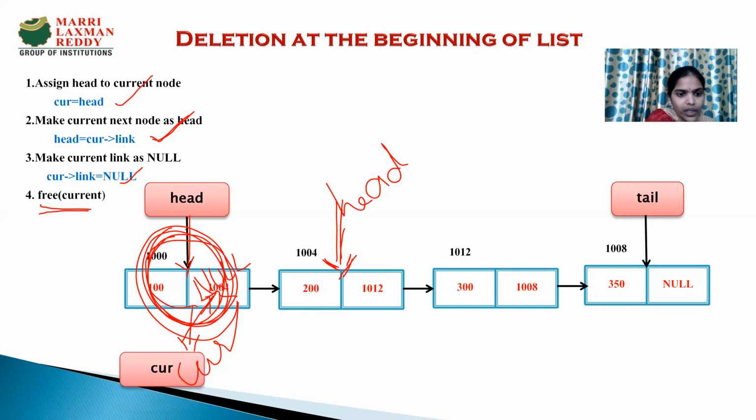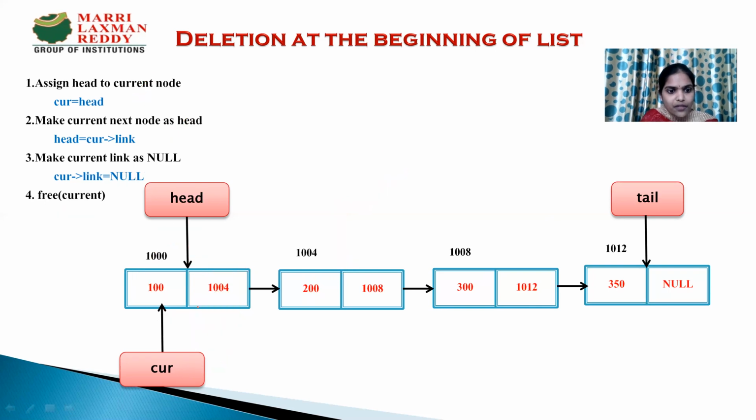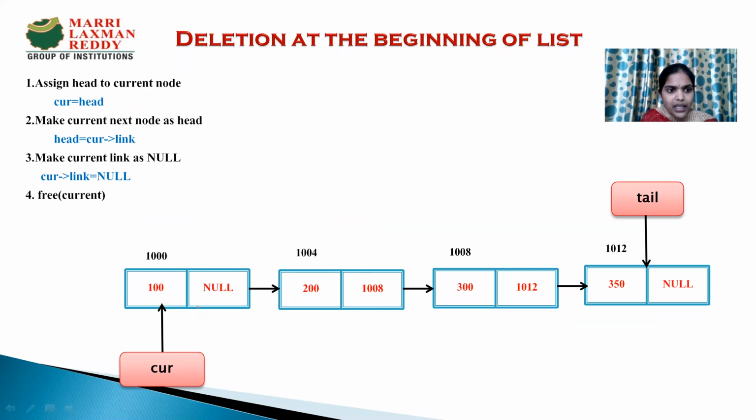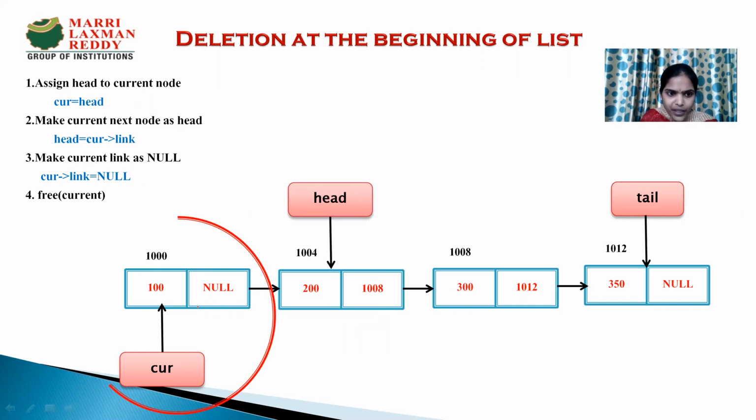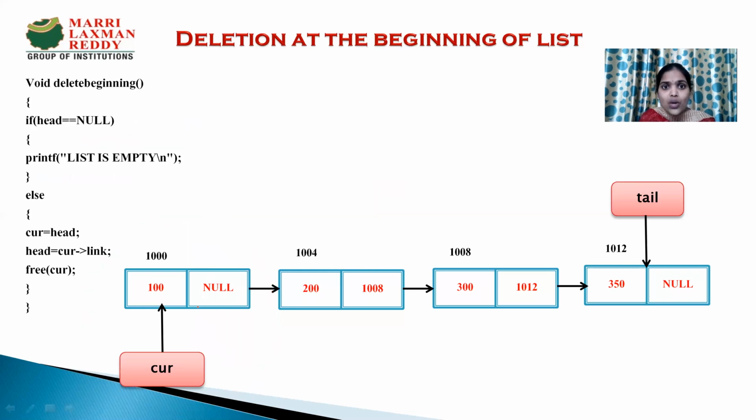See what I'm doing. I'm assigning the first node as the current node. Then after that, I'm making the second node the head node. Then after that, I'm making this null. Then I'm freeing this first node. It means I'm deallocating the memory so that I can use the space for some other node creation. This is how I can delete the node from the beginning of the list.